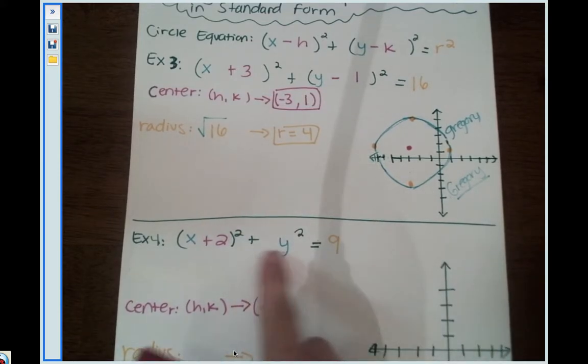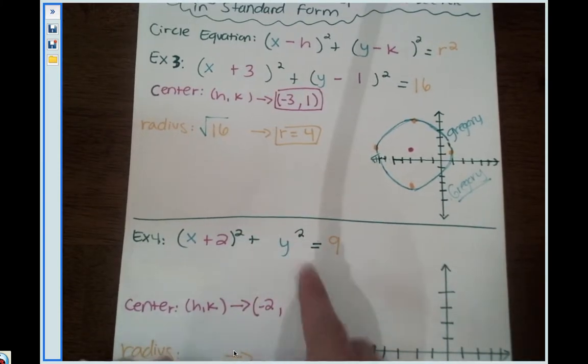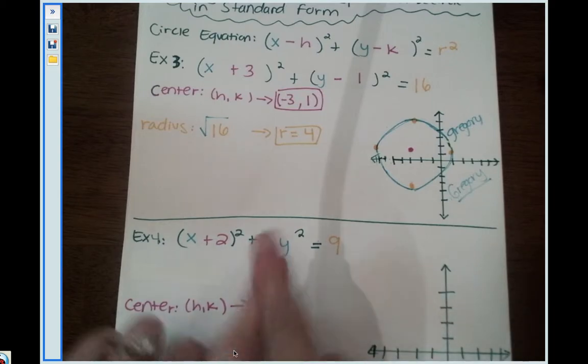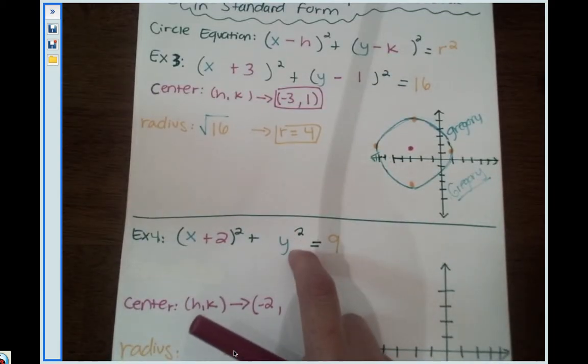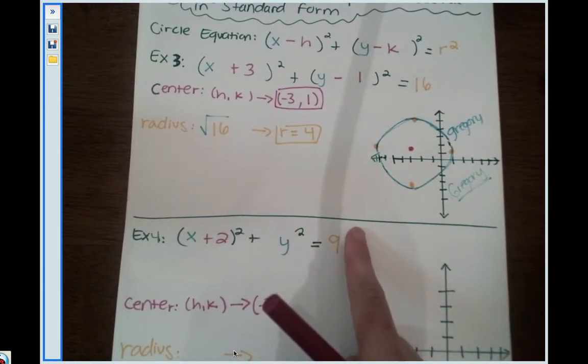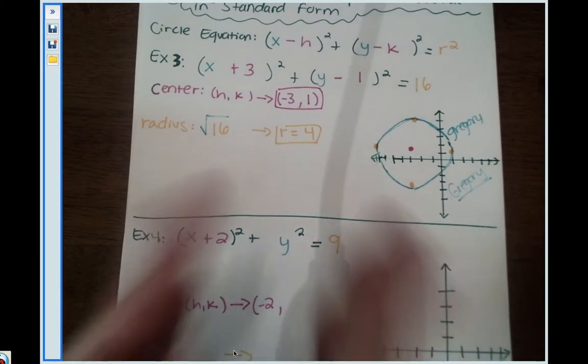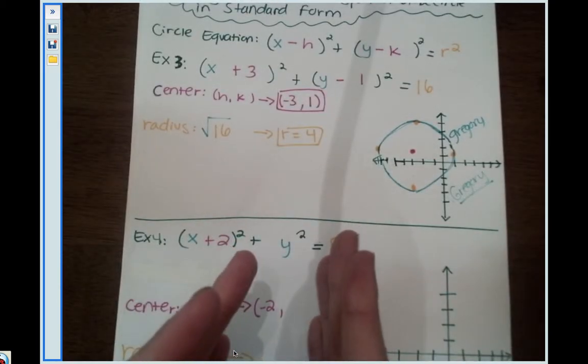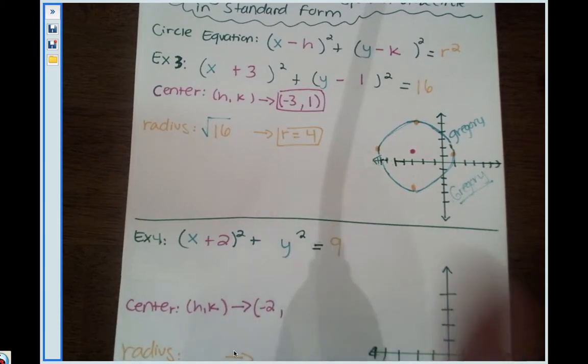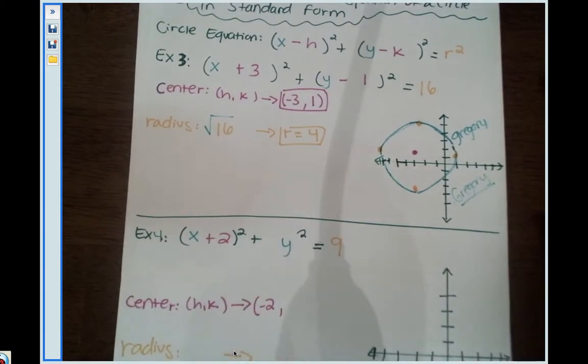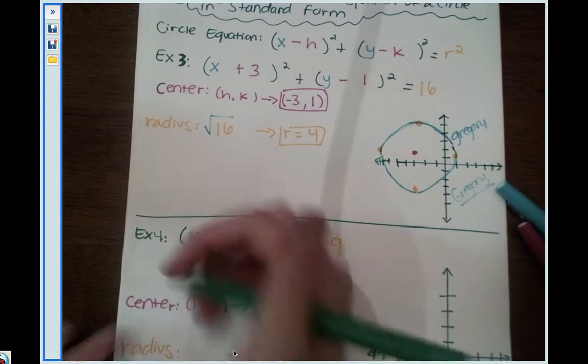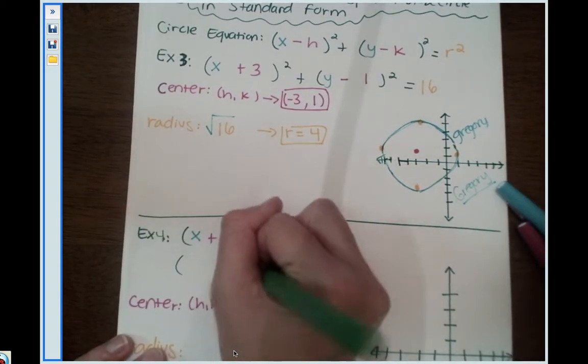Alright, now we have this kind of weird scenario going on. I have nothing added to my y. It's just y squared. Okay, so what is secretly added or subtracted to my y? If I don't see anything, what number in math represents nothing? It is, in fact, 0. You guys are brilliant. Okay, so I'm going to actually rewrite my equation so I fill in a 0 so that doesn't throw me off. So I'm going to rewrite this bad boy.